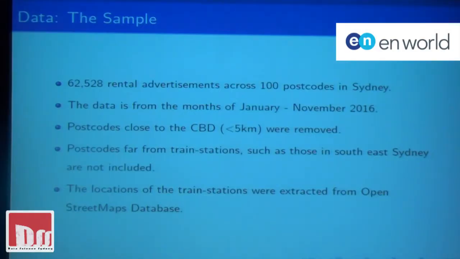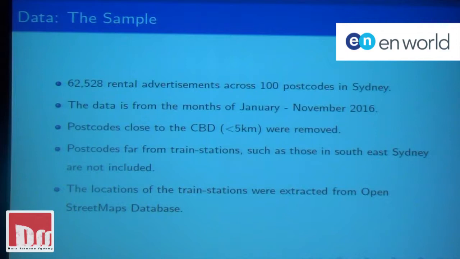Okay, so now to the data. So how did I construct the data? Initially I said that the first challenge was data. So I wanted to test a particular hypothesis. I needed to get my hands on the data. So what I use is roughly 62,000 rental advertisements across 100 postcodes in Sydney. This data is from the months of January to November of 2016.